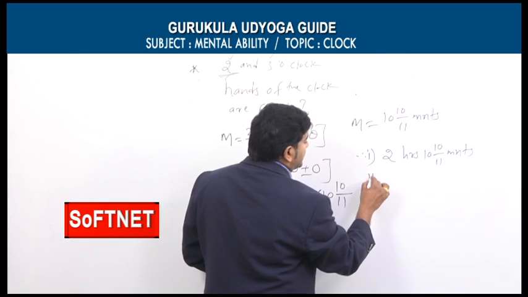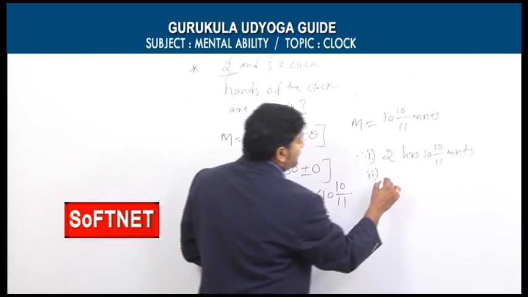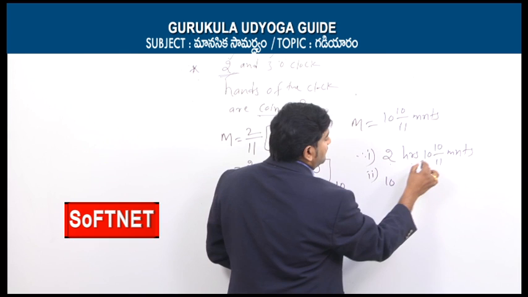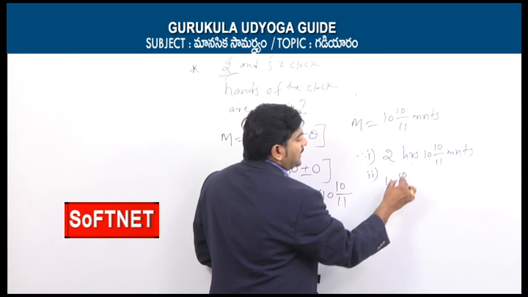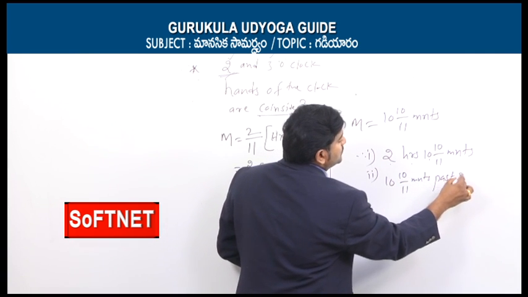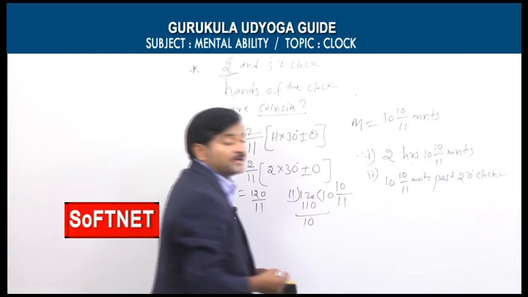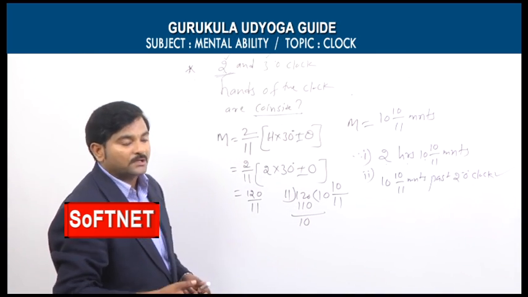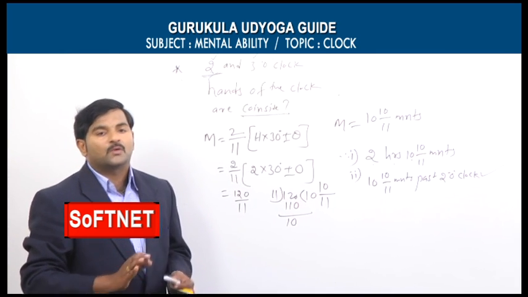And the second type, we can say like this. Since the time is 2 hours 10 by 11 minutes, we can write like this also: 10 by 11 minutes past 2 o'clock. So usually the answer may appear in this way: 10 by 11 minutes past 2 o'clock. Exactly at this point of time, the two hands of the clock coincide.